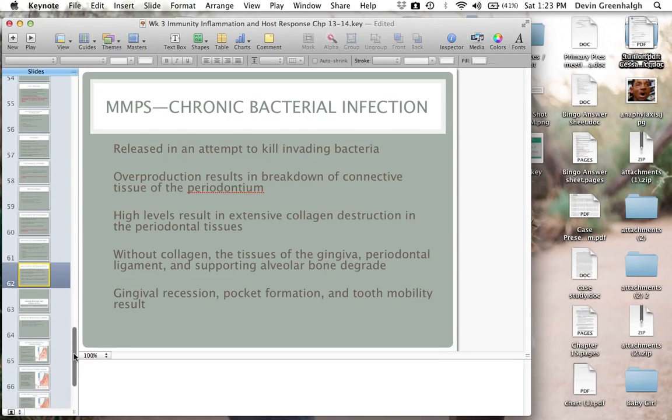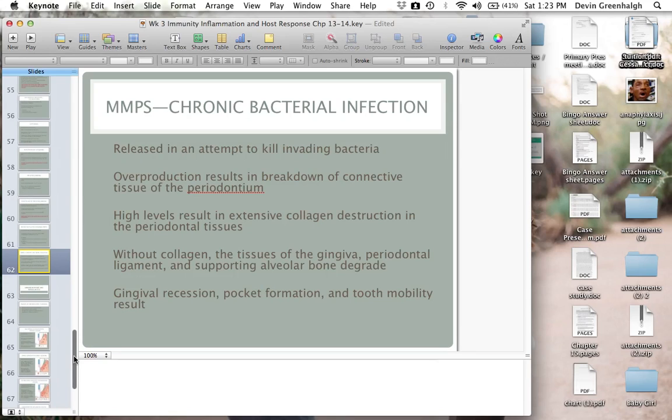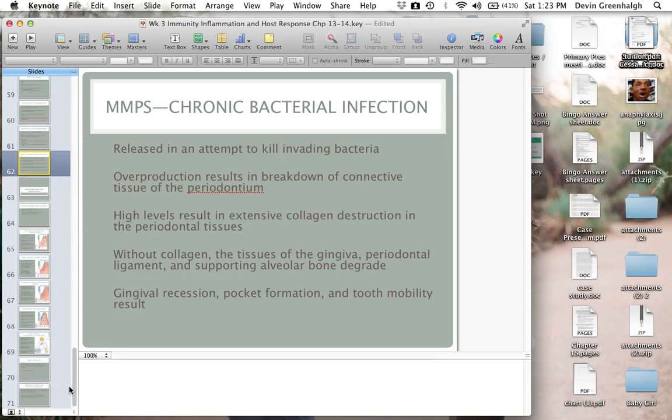MMPs and chronic bacterial infection. MMPs are released in an attempt to kill invading bacteria. The overproduction results in a breakdown of connective tissue of the periodontium. High levels of MMPs result in extensive collagen destruction.